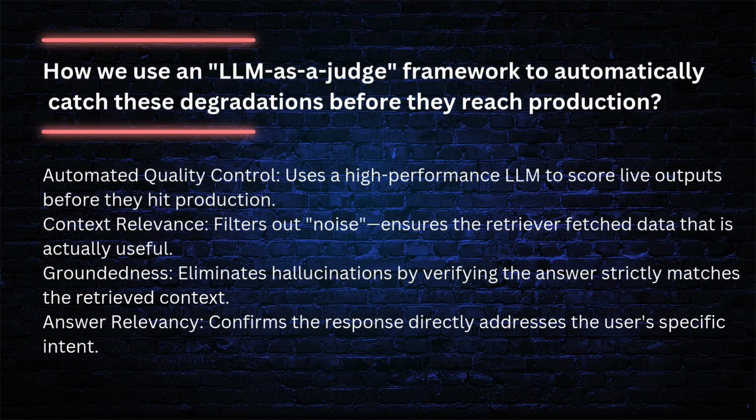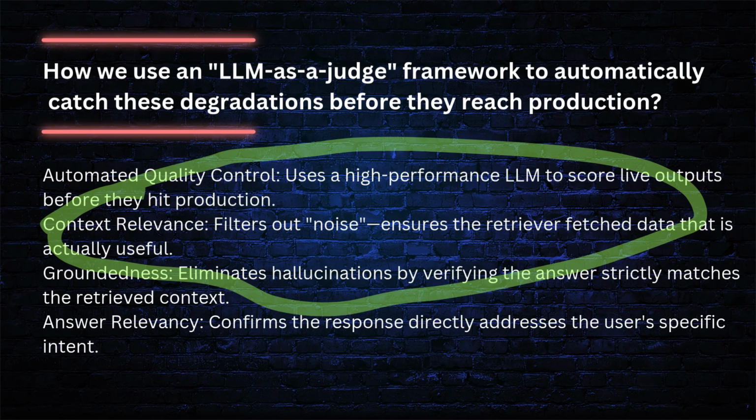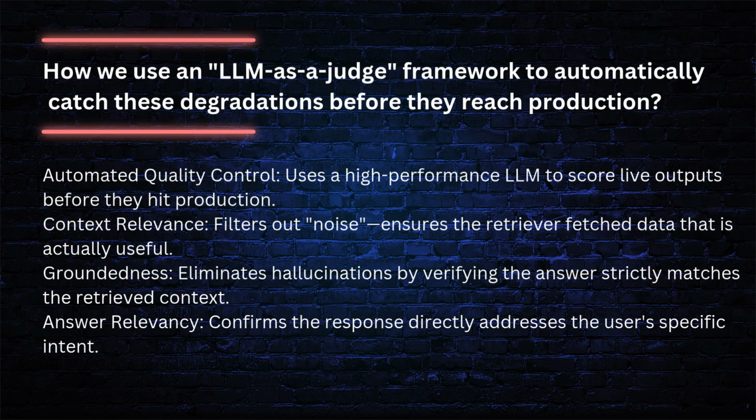An LLM as a judge framework automates production guardrails by using a highly capable model to systematically score your application's live outputs against the RAG triad before deployment. The judge evaluates if the retriever fetched clean, useful data chunks or just passed irrelevant background noise. It cross-checks the final generated response against the retrieved context to verify that zero hallucinations were introduced. It ensures the model actually addressed the specific user request rather than giving a perfectly grounded but unhelpful answer.